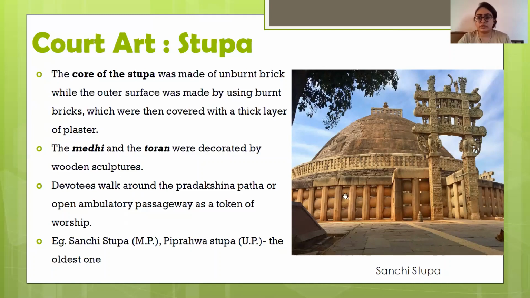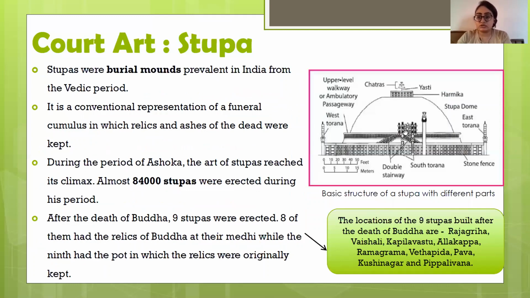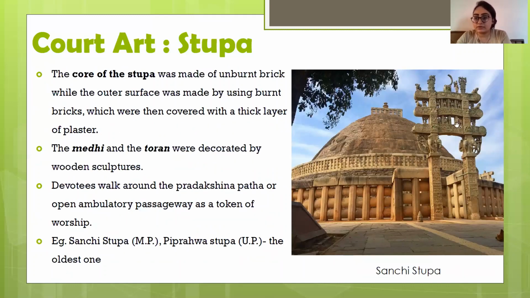So the Medhi and the Toran. You can see this is the southern Toran, as we have seen in the picture. As I told you, these are intricately decorated. Here you can see the decorations. There are many animals and human figurines on it. Yakshas and Yakshinis are used. So this is the southern Toran. The Torans are decorated mostly by wooden sculptures.